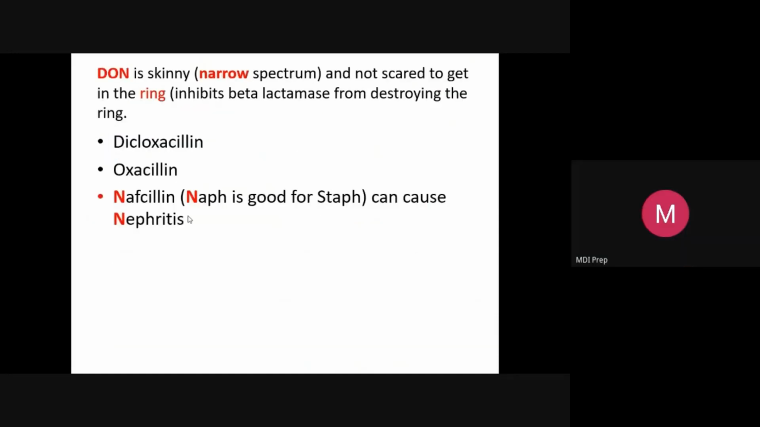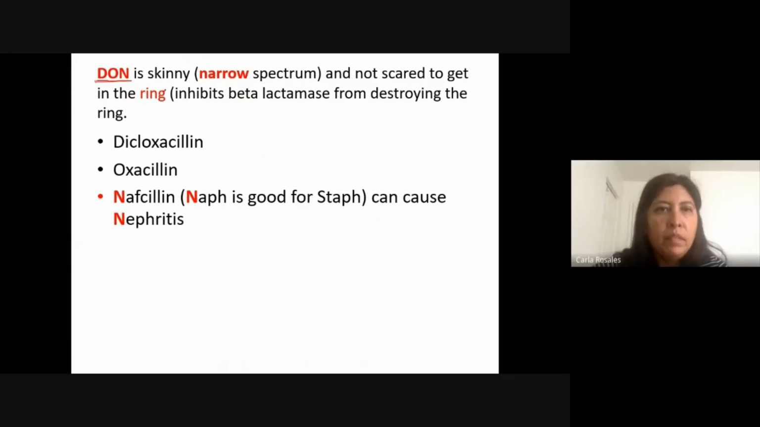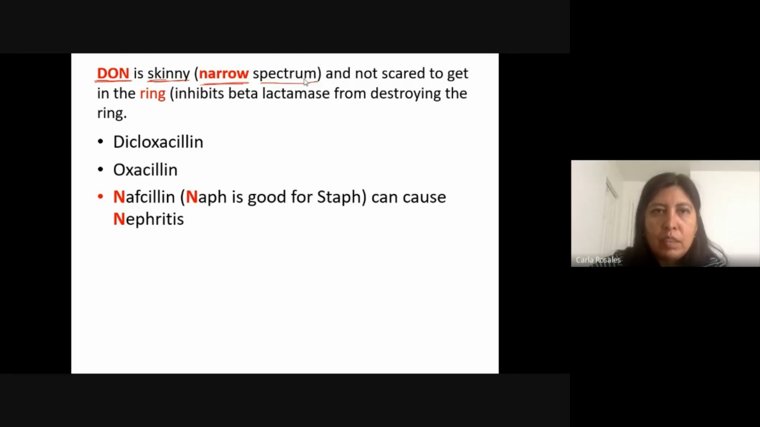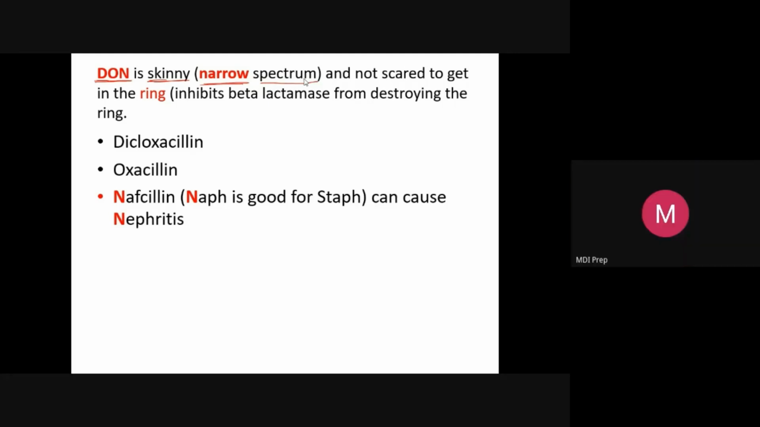Now, this slide right here, I use this mnemonic, Don, D-O-N. That's the person's name, right? Don is skinny, meaning narrow. The last one I talked about were wide spectrum antibiotics that cover a lot of things. Narrow spectrum means that these cover a specific thing. Like if you have a staph infection and you want to cover just the staph, then you need something narrow. Do you understand what I mean when I say narrow spectrum? Yes, it's specific for something. There you go. You got it.